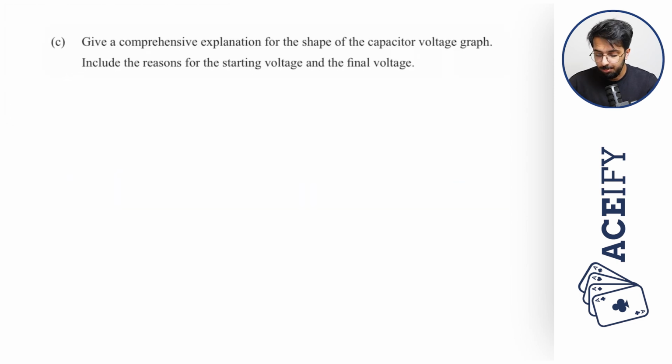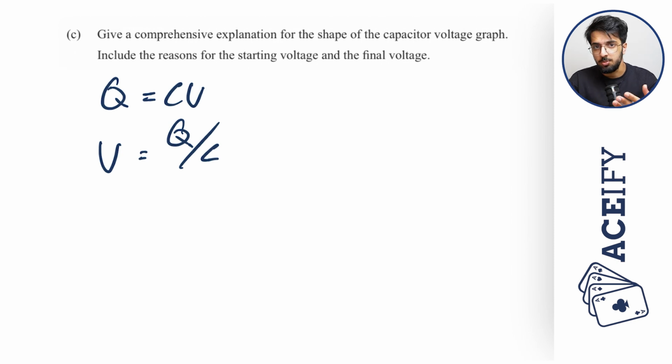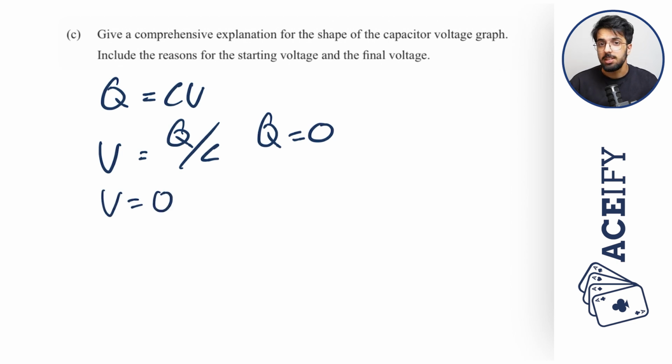There we go. Give a comprehensive explanation for the shape of the capacitor voltage graph. Include reasons for the starting and final voltage. Okay, so we know that Q is equal to CV, and so therefore the voltage across the capacitor is equal to the charge across the capacitor divided by the capacitance of that capacitor. And so when the switch is first closed, the capacitor is going to be uncharged, meaning that there is no charge on the capacitor plates. And so when there's no charge on the capacitor plates, obviously our Q is going to be equal to 0. And so therefore our voltage across our capacitor is going to be equal to 0 also.